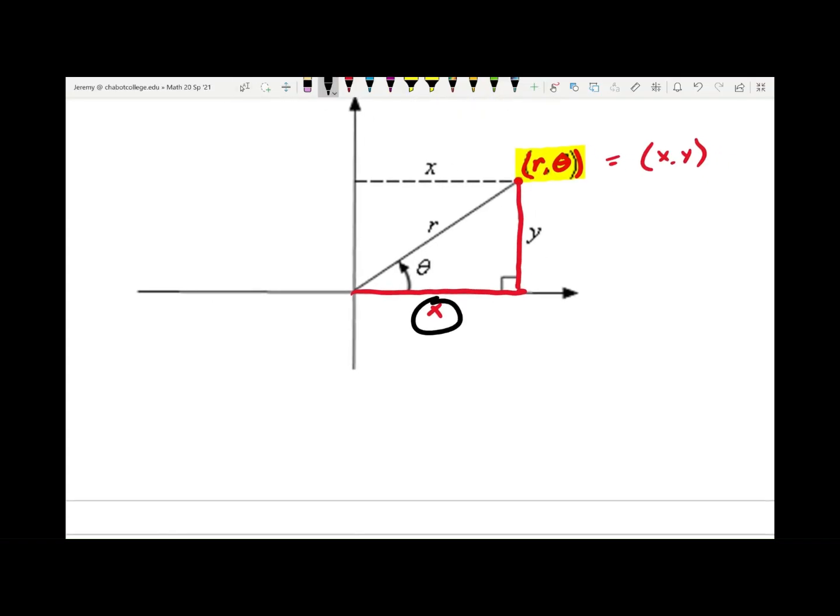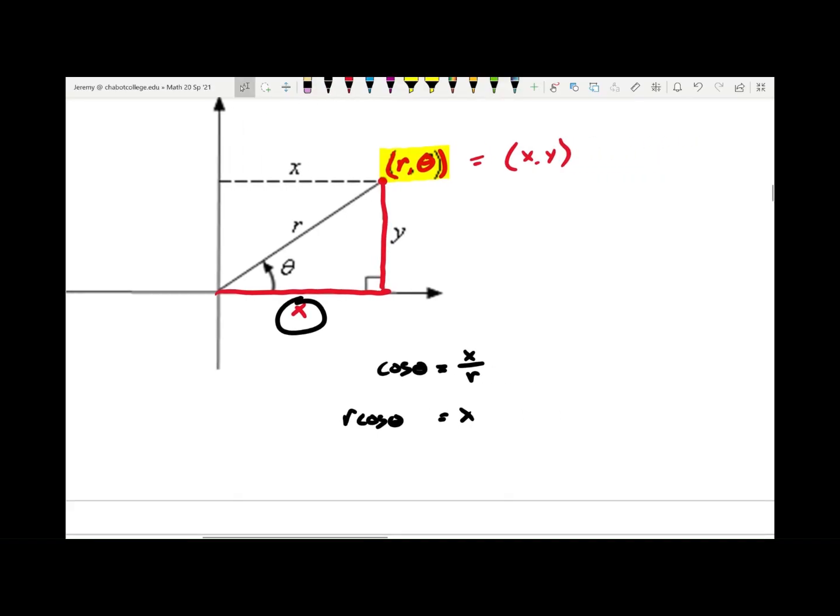So let's say I wanted to solve for x. Well, I know that cosine of theta is equal to adjacent over hypotenuse, so x over r. So just solving for x, x is equal to r cosine theta. All right, so notice if I had r and I had theta, I could use this formula right here to solve for x.